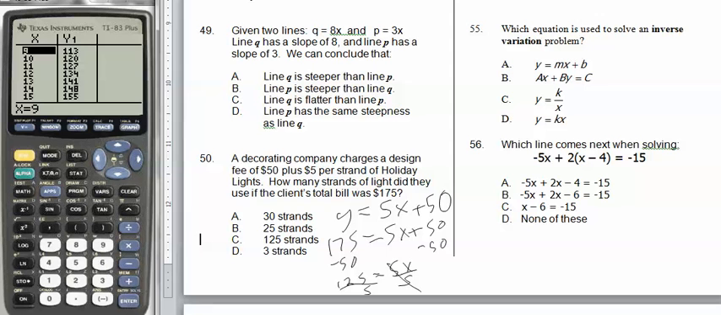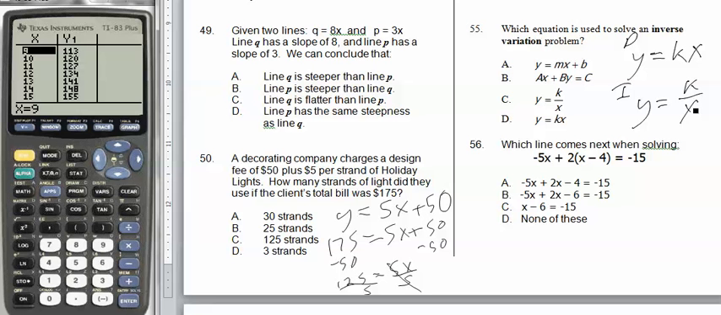So number 55, which equation is used to solve an inverse variation problem? If you remember, direct variation is y equals a constant times x, and inverse variation is y equals a constant divided by x. So inverse variation would be C.